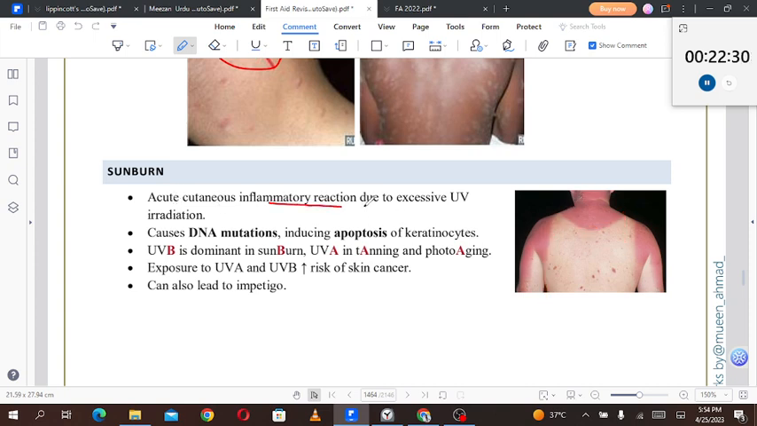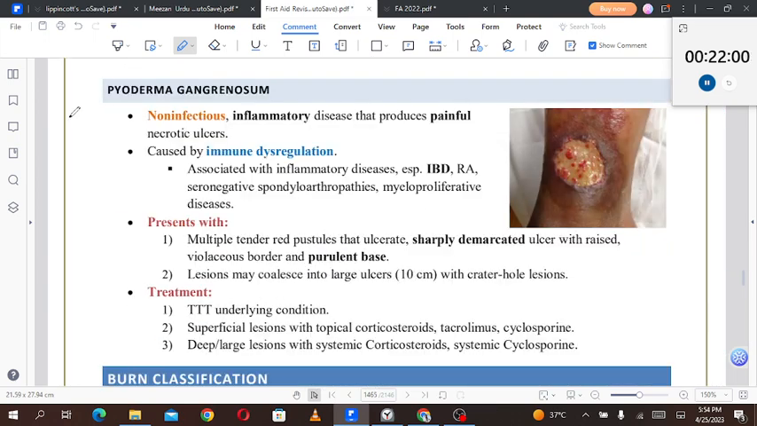Sunburn is an acute cutaneous inflammatory reaction due to excessive UV irradiation, which causes DNA mutation, including apoptosis of keratinocytes. Ultraviolet B is dominant in sunburn. UVA is for tanning and photoaging. So for photoaging and tanning and for the treatment of psoriasis, we have UVA, and UVB is predominantly seen in sunburn. Exposure to UVA and UVB increases the risk of skin cancer.